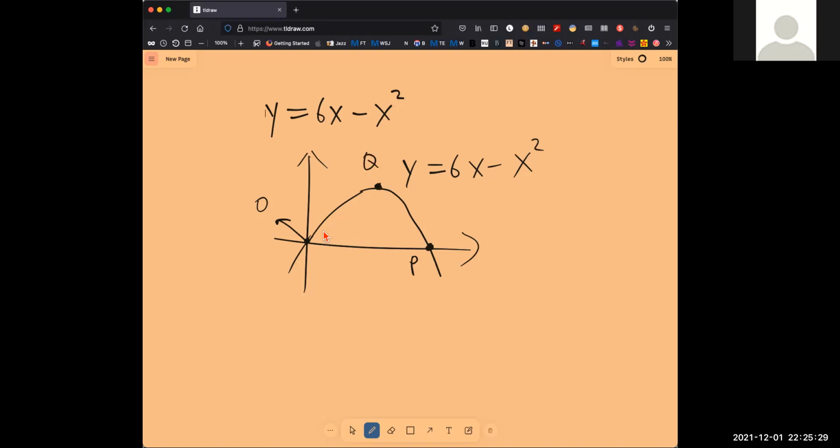Okay, let's look at this question closely. They ask you for the coordinates of this point P. Do you know what a coordinate is? Or a point?